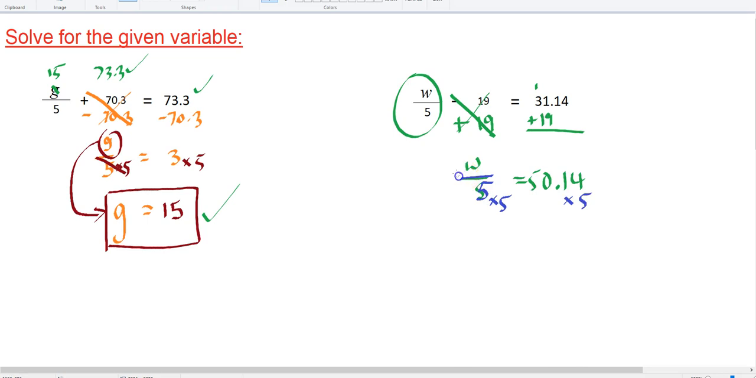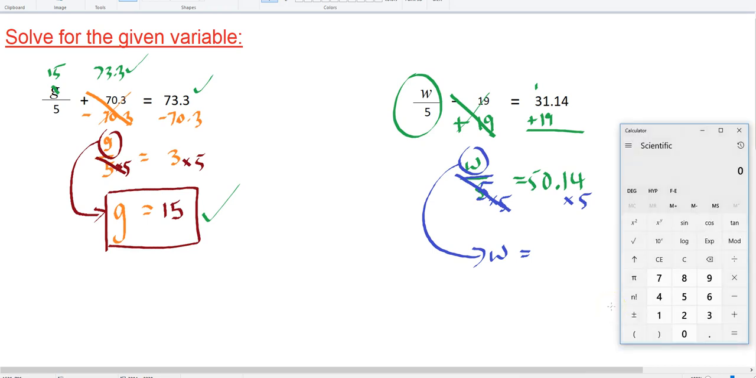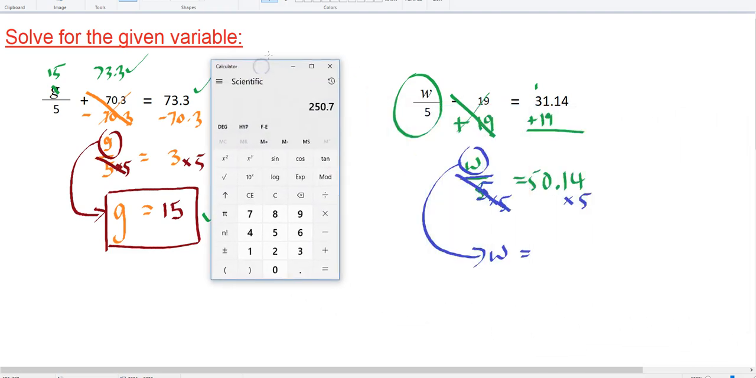So now this cancels out. Divided by 5, multiplied by 5 cancels, and we are now left with W. So the variable is on one side all by itself, which is exactly what we want. And now we are left with 50.14 times 5. And so these are the moments we use our calculator. So let's go for that. 50.14 multiplied by 5. What's the answer? There we go. 250.7.